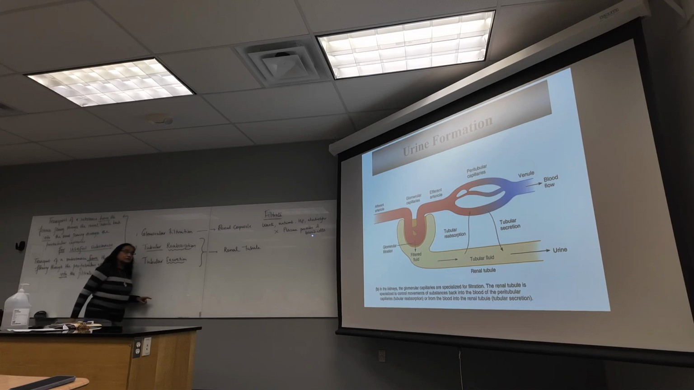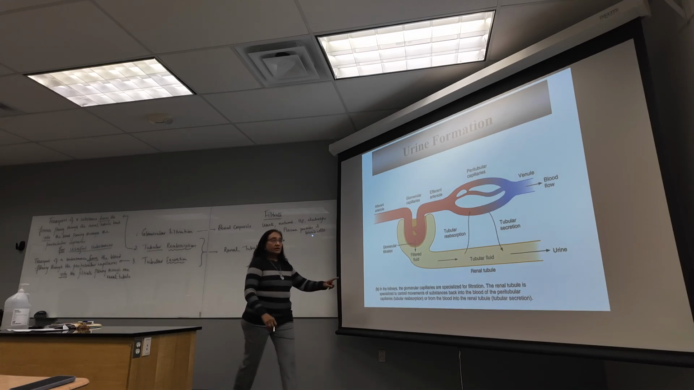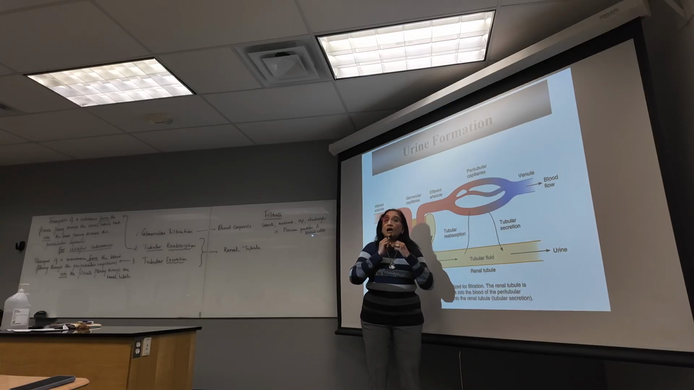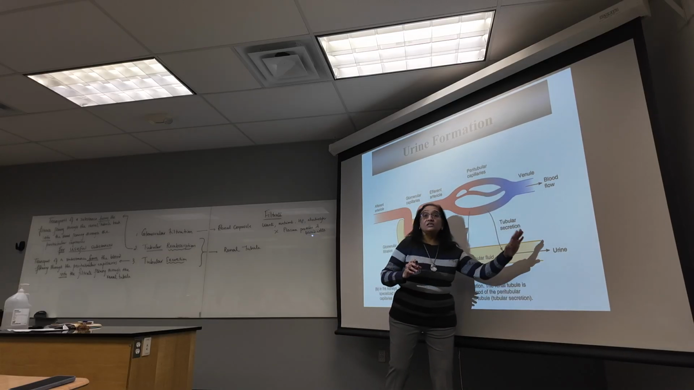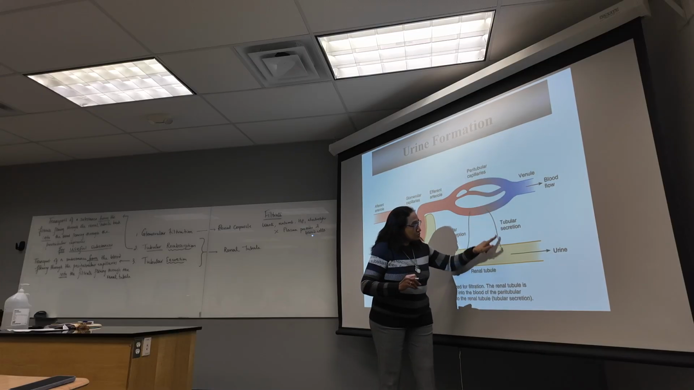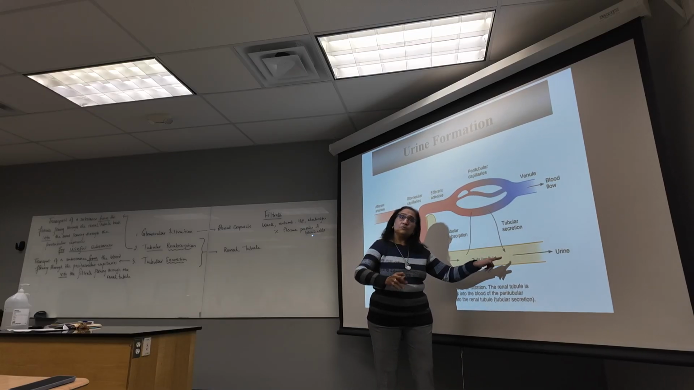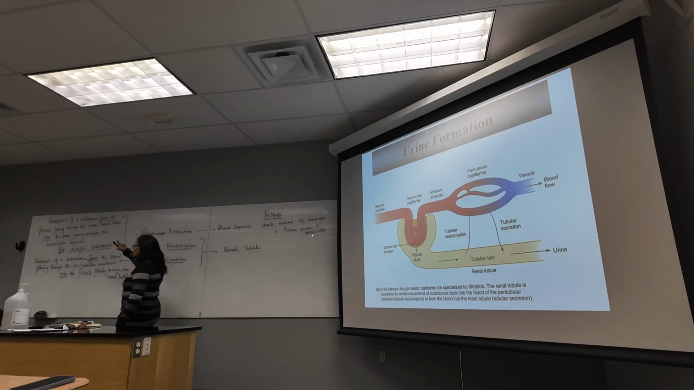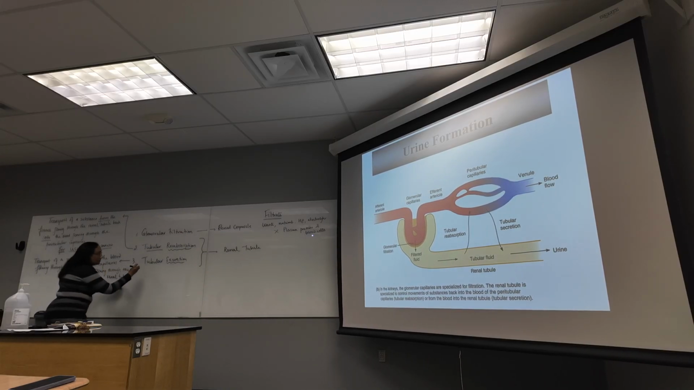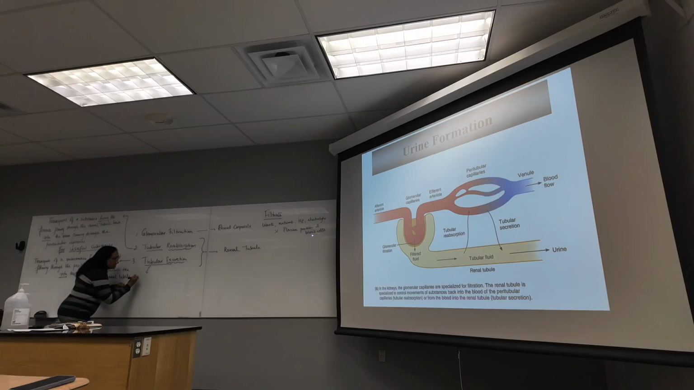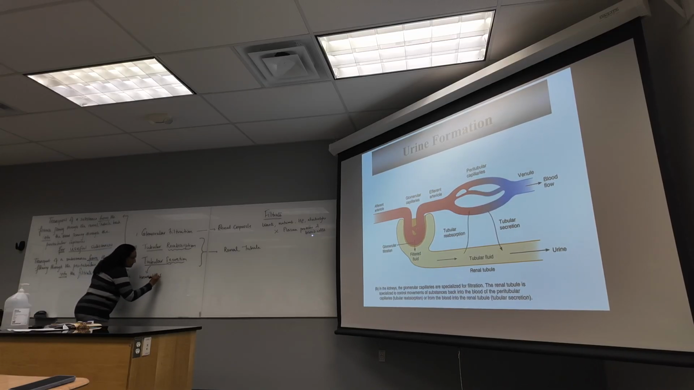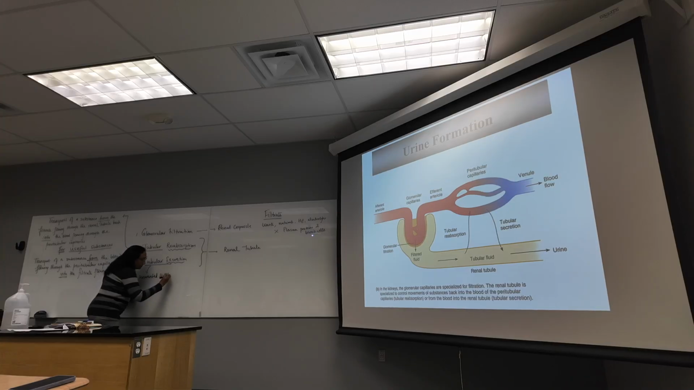So the exact opposite. Now again, remember, tubular secretion is for unwanted substances. Whatever needs to be thrown out in urine. Because once it comes into this tubule, it will be thrown out in urine. So this is for useful substances, tubular reabsorption. Tubular secretion is for unwanted substances or waste.